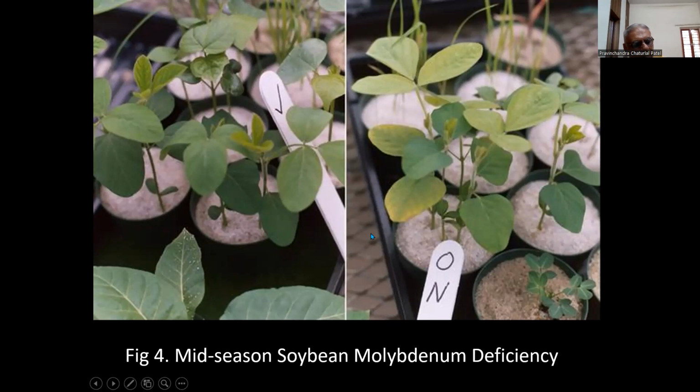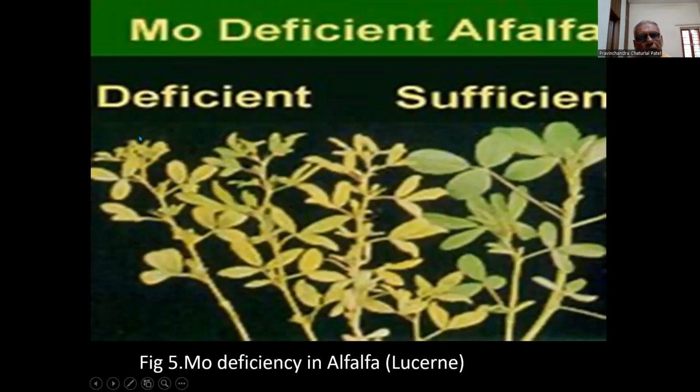In India and other countries, the crop is grown widely. Then molybdenum deficiency in alfalfa, meaning lucerne. Here you can see the deficient plant with yellow color, chlorotic, whereas when there is sufficient molybdenum, you can see the green plant.